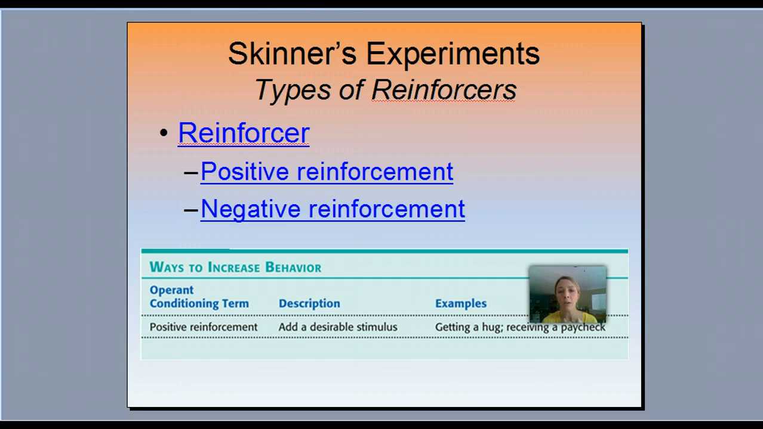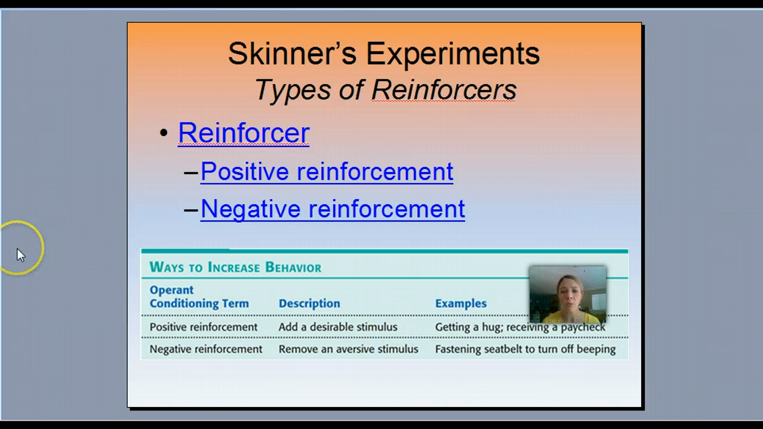Okay, so if I want to increase behavior, I use reinforcements. Now they can be positive or negative. A positive reinforcement is going to add a desirable stimulus, for example giving a hug or receiving a paycheck. So I worked really hard and then I got paid. That is a positive reinforcement because something was added to my situation. Versus a negative reinforcement is when you remove an adverse stimulus.